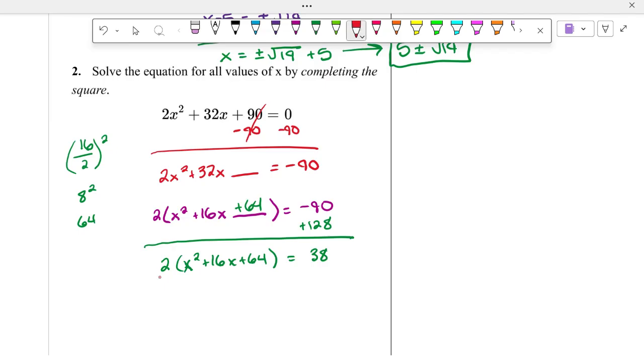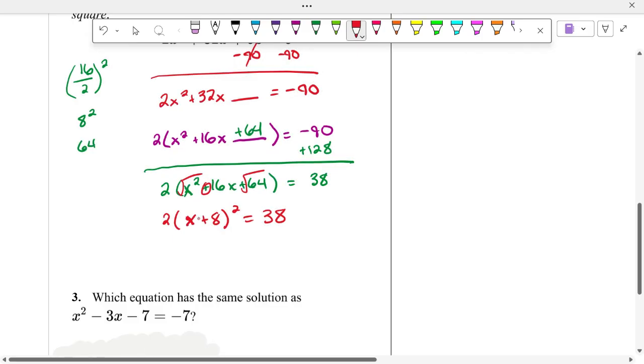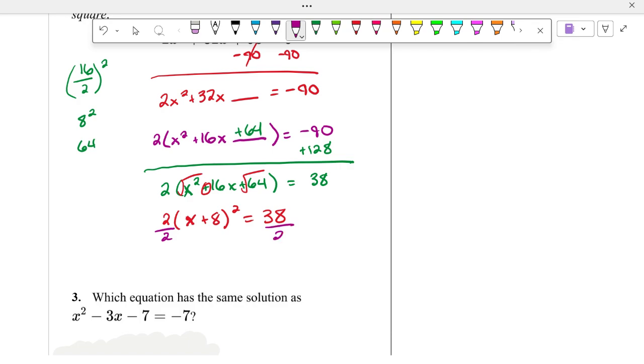All right. Then we would factor. So this would be 2 times x plus 8 all squared is equal to 38. Now remember SADMEP. So before we can take the square root, we'd have to do what? Divide by that 2. So that goes away. I get x plus 8 squared is equal to 19. I did not intend for both of these problems to have the square root of 19, but here we are.